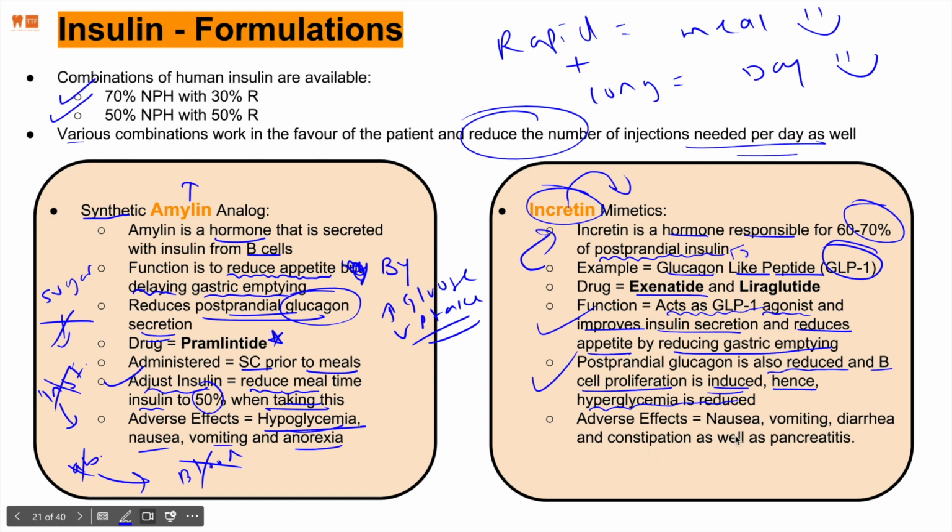Adverse effects: nausea, vomiting, diarrhea, constipation, but also pancreatitis. Because in this incretin mimetic classification, there is beta cell proliferation in the pancreas itself.